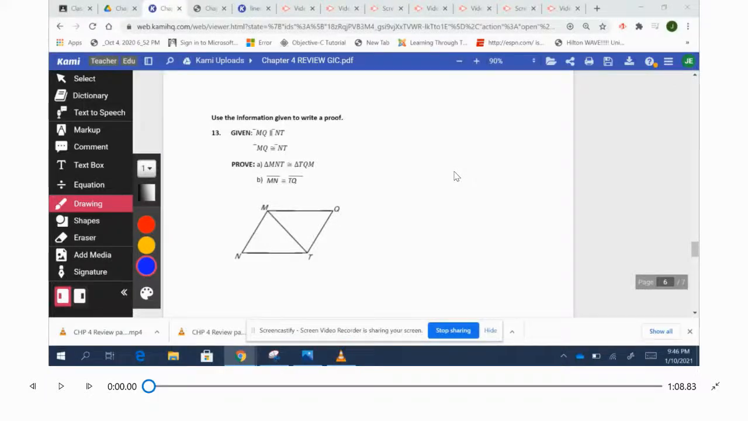Chapter 4 review packet, page 6. We'll get some of the proofs now. So we'll go through number 13. We'll mark the diagram based on the givens and then what we can infer.